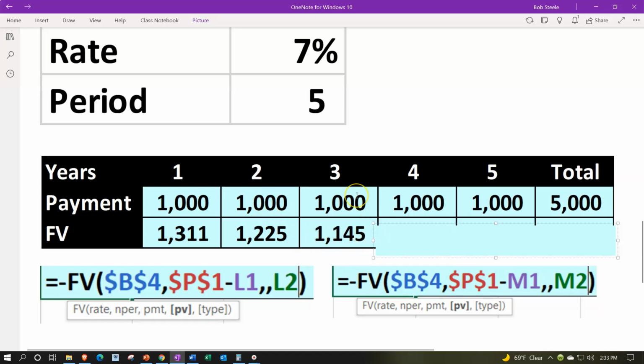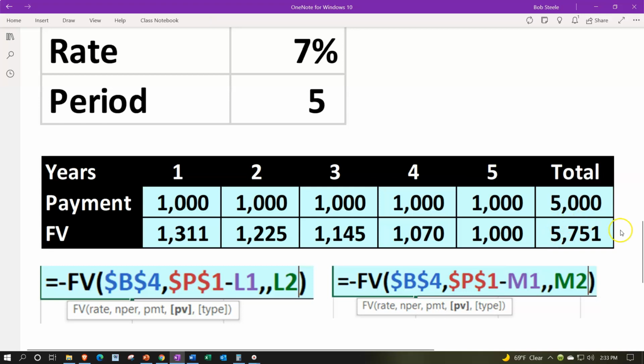If I did it again for period 3, 1,000, 2 periods forward at 7% gives us the 1145. And then this one, 1,000, 1 period forward would give us the 1070. And this one is going to be the same because it's at the end of the period. And that will then give us that 5751 again.